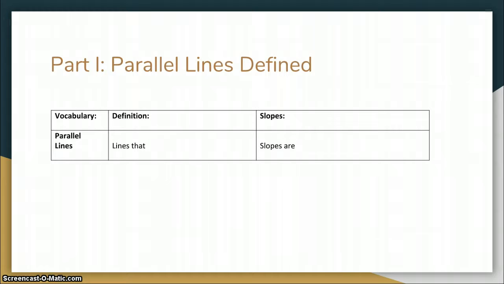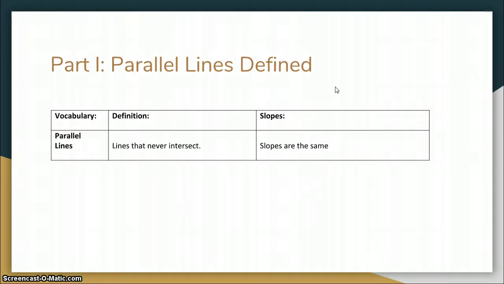Parallel lines defined, and this is on the note sheet that you've got, so try and follow along. Parallel lines are defined as lines that never intersect. So two lines that both go in the exact same direction forever and ever, never touch. And because of that, their slopes are going to be the same.